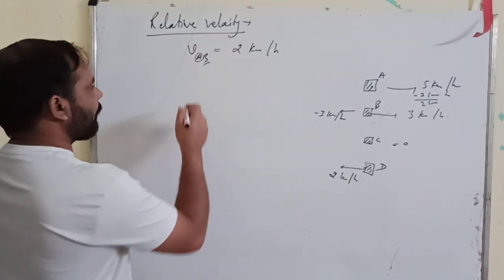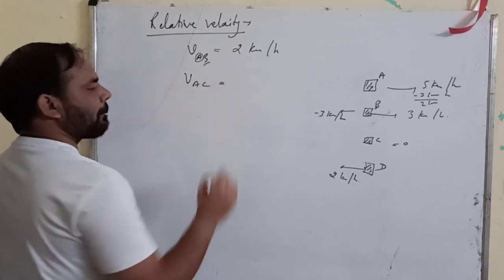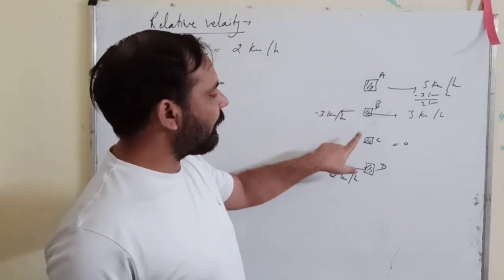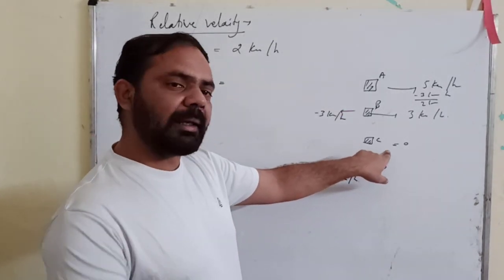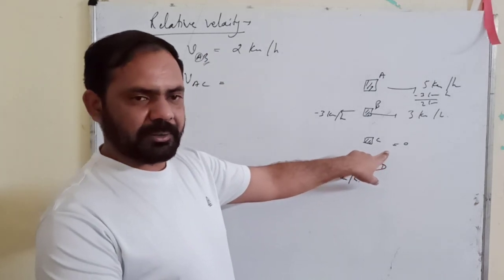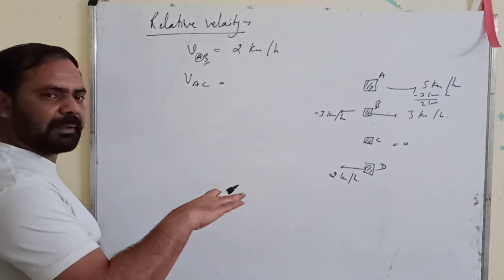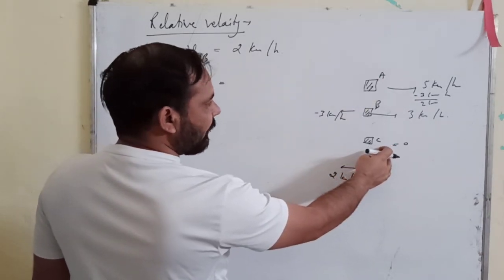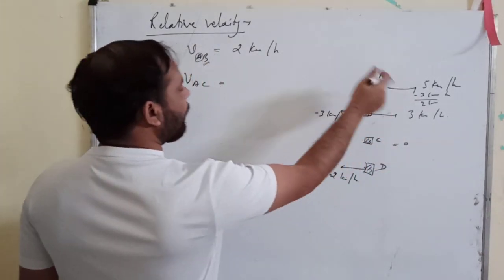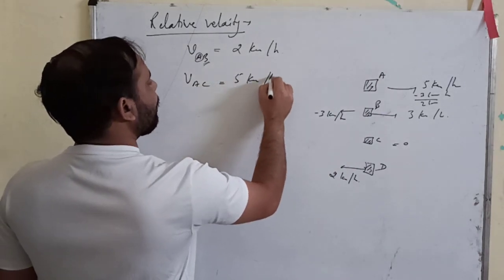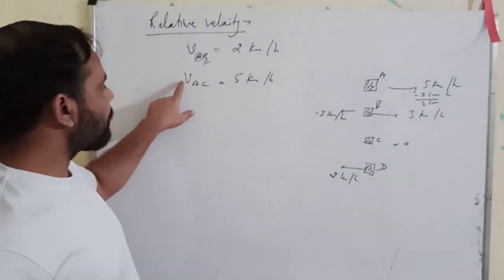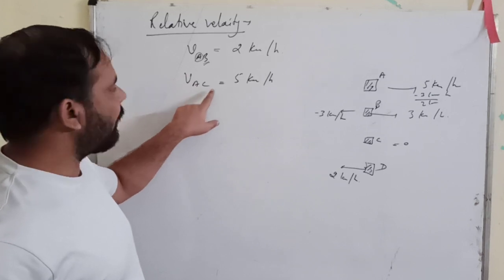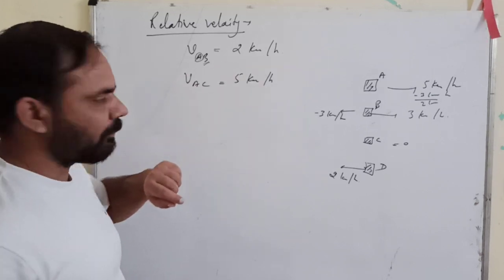Suppose I want to find out VAC. Now C is already in the state of rest, so there is no need to bring it further to rest. You are not going to subtract or add anything, so VA will remain as it is, 5 km per hour. So the relative velocity of A with respect to C is 5 km per hour, right?